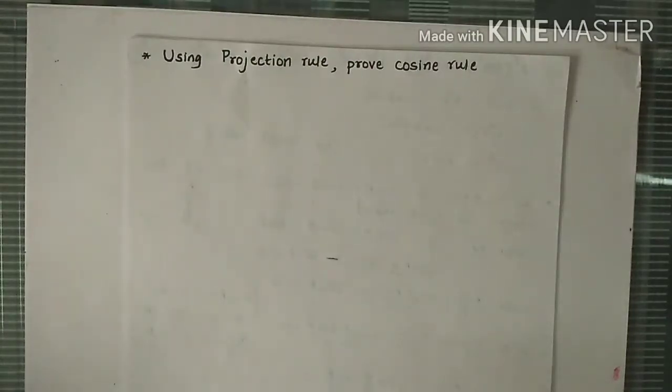So we have completed sine rule, cosine rule and projection rule. Now let's study two questions which are different. So here the question is, using projection rule, prove cosine rule. Actually we can prove projection rule as a corollary of cosine rule, but now it is the other way round. Using projection rule, we have to prove cosine rule. So let's see how we can prove it.